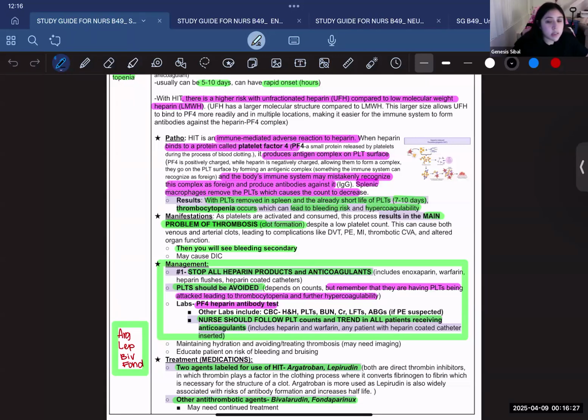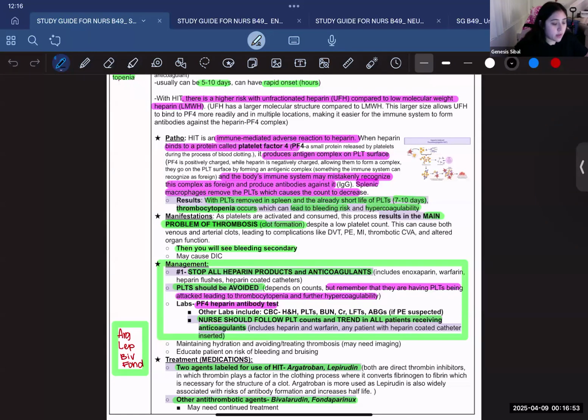And that is despite a low platelet count. I don't really like the term compensation response for this, at least, but you're seeing all of these things with the hypercoagulability because your body's going to try to make a lot of these clots to decrease the bleeding risk of what's happening. So there's a risk of thrombosis because of the clot formation.